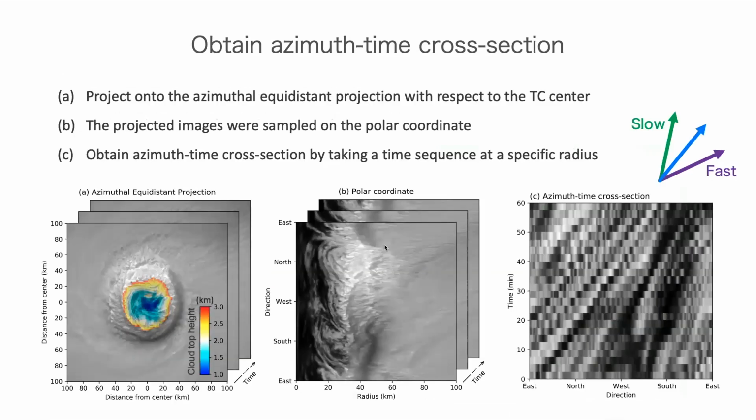Next, the satellite image is projected onto the azimuthal equidistant projection with respect to the TC center and sampled on the polar coordinate. If we derive the tangential wind at a radius of 20 km, we fix the radius and cut it along the time axis to obtain an azimuth-time cross-section. The slope of the cloud lines on the cross-section corresponds to the tangential wind there. We then devise a method to find the representative slope of this field.